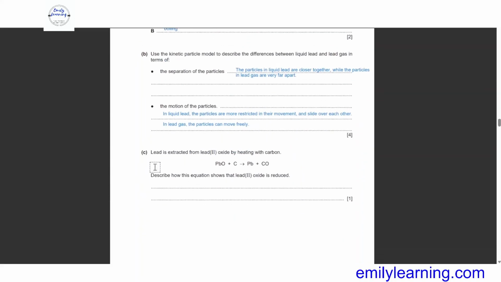Okay, moving on to C, lead is extracted from lead oxide by heating with carbon. Okay, so describe how this equation shows that lead oxide is reduced. So let's take a look at lead 2 oxide and its product. So lead 2 oxide forms lead. So initially it has oxygen, now it doesn't. That means it loses oxygen. So in other words, right, PbO loses oxygen to form lead. So that is why it is being reduced.